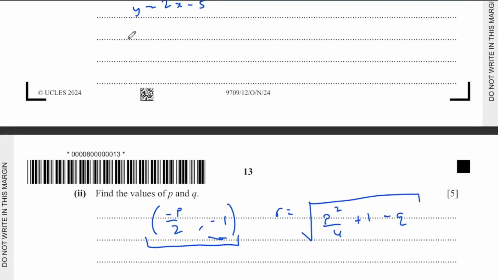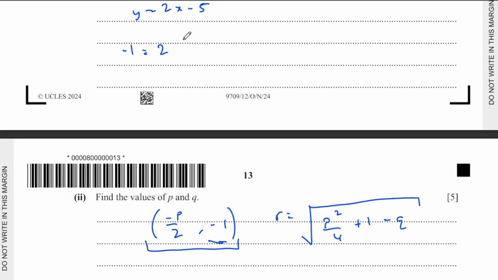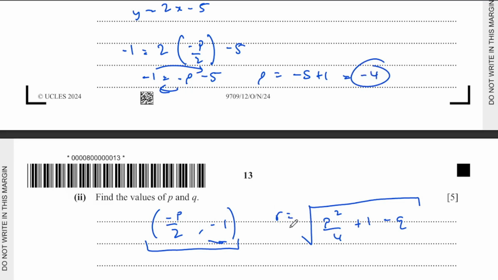If I put my negative 1 here as my y, I'm going to get my x, so 2 equals negative p over 2 minus 5. It's just going to be negative 1 equals negative p minus 5, which will become p equals negative 5 plus 1, so p equals negative 4.